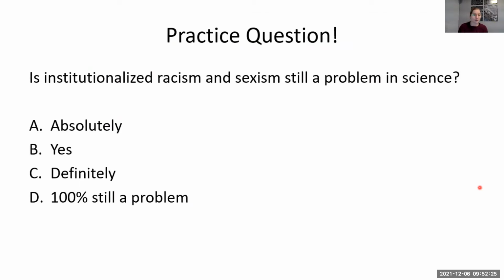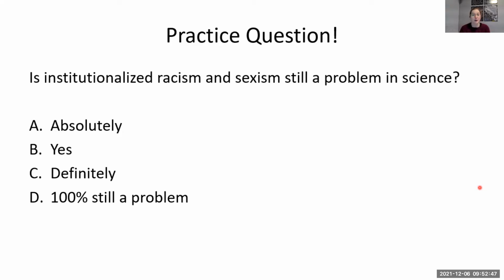I do want to move a little bit further, and I want you to think about this practical question. Is institutionalized racism and sexism still a problem in the sciences? So you read those options, choose the best one. If you said any of them, you are correct.